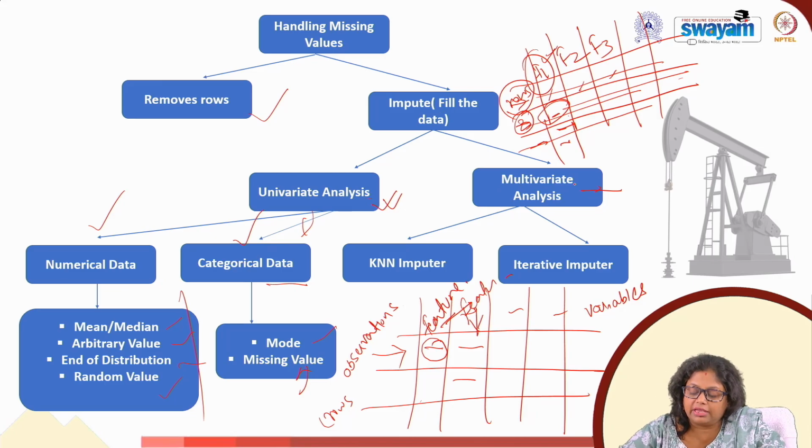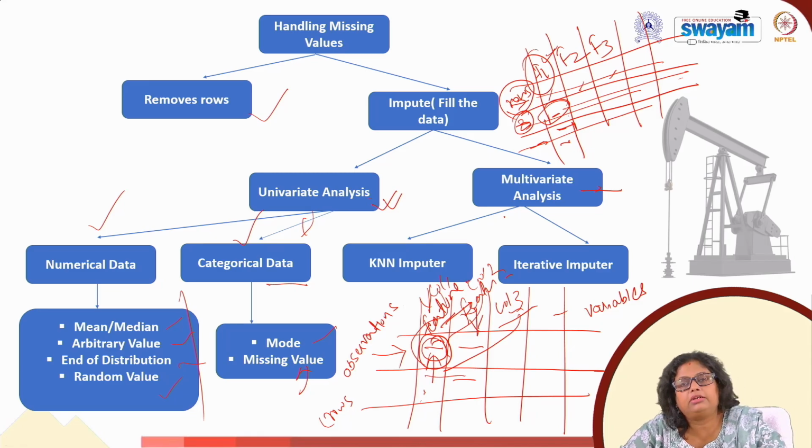In this case, again we take the column which has the missing value. But instead of only concerning ourselves with this column, to fill this particular column's value we are going to take help from the other features also. Maybe this is column 1, then column 2, column 3. These are the different features. To fill this value, I am going to take help from the other columns as well. This is what we call multivariate analysis.